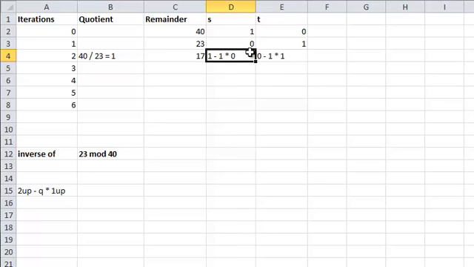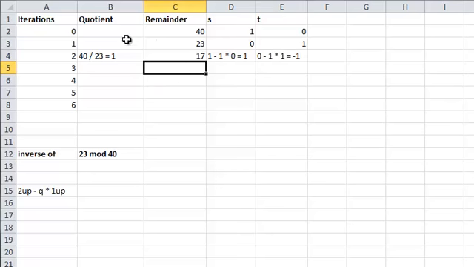So now if we remember our PEDMAS rule, we have to do the multiplication first. So negative 1 times 0 is 0. So 1 minus 0 is just 1. So our S value for our first iteration here is just 1. And here for T, it's the same thing. So we're doing minus 1 times 1, which is minus 1. So 0 minus 1 will end up being minus 1.